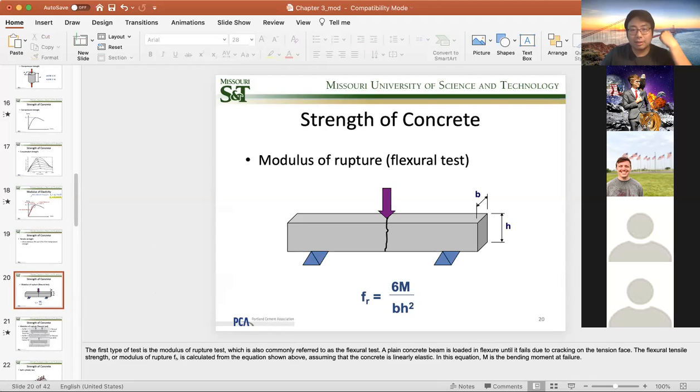So get back to our tensile strength of concrete. I love to order something as well myself, but anyway.